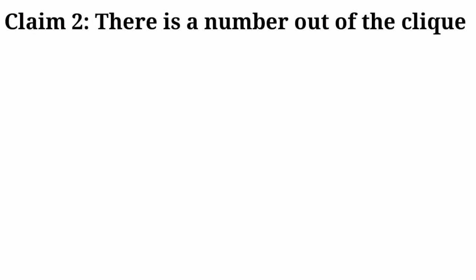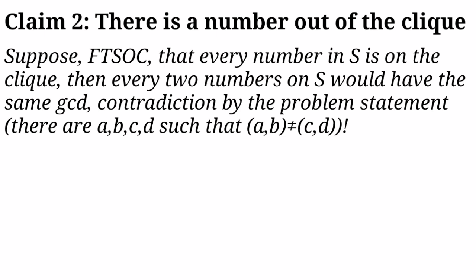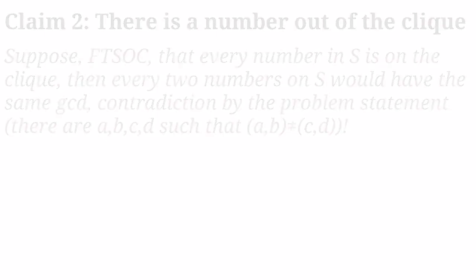The second and final claim of the problem is that there is a positive integer in S which is outside of this clique. Suppose, for the sake of contradiction, that this is false. That is, every positive integer in S is on the clique. Then we would have an absurdity, because if that were true, every positive integer in S would have the GCD equal to T, which is a contradiction. Hence, we have proved that there is an element of S and of the graph that is outside of the clique. Let this element be D.